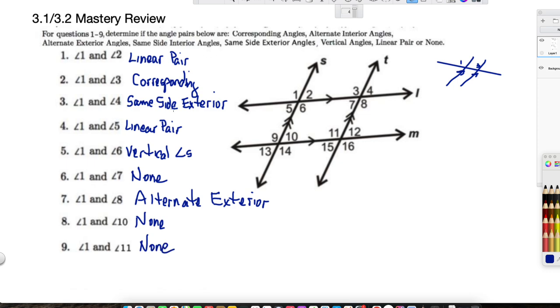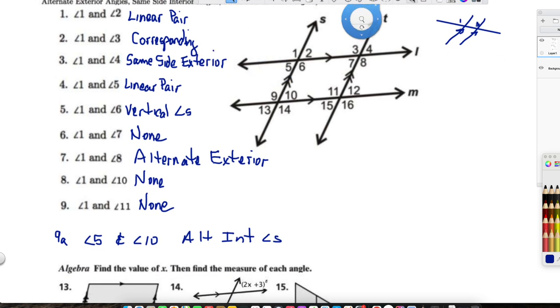Let's see, linear pair, same side exterior. We didn't do a same side interior. What if I add 9A here? How about angle 5 and angle 10? This one, 5 and 10, would be alternate interior. And how about we do 9B, and how about 5 and 9? Angles 5 and 9 would be same side interior.